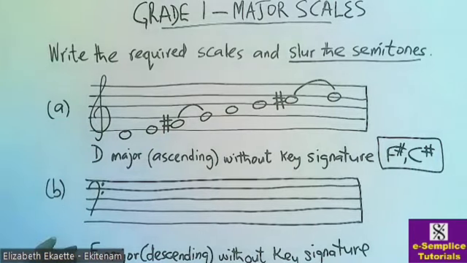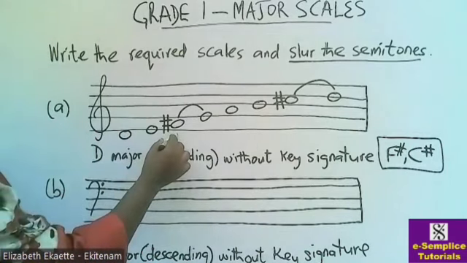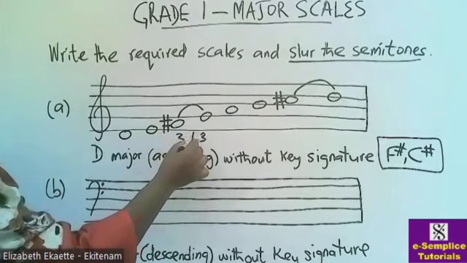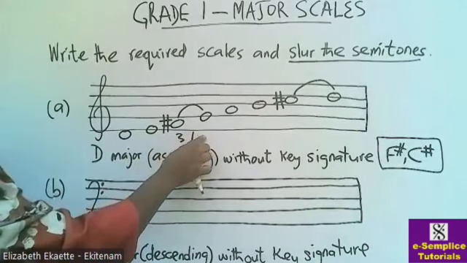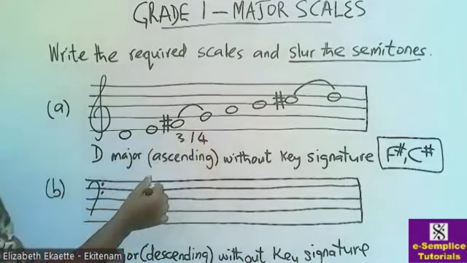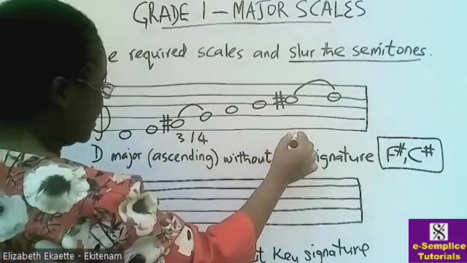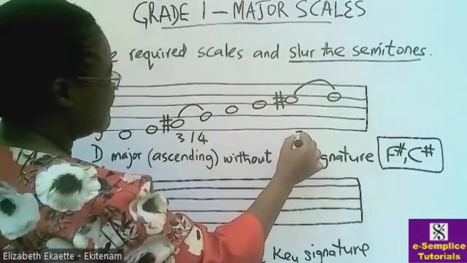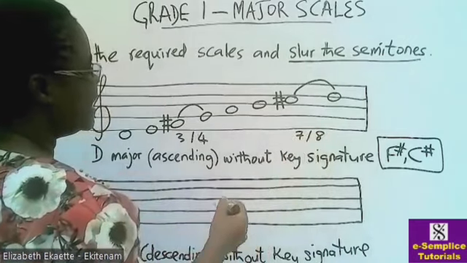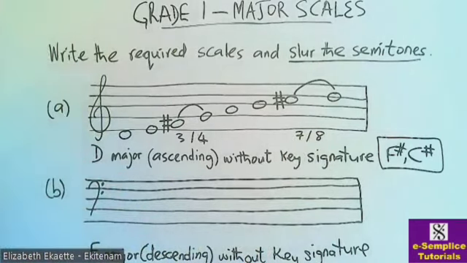Now we move to B. In the case of B, the clef has changed and we are looking at F major scale. Remember, all major scales have semitones in the same positions. That's between the third note and the fourth note, and between the seventh and the eighth note. That is for major scale. So since we are writing another major scale here, it's going to be the same.